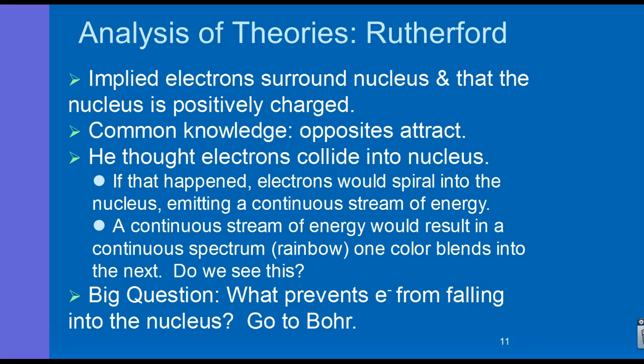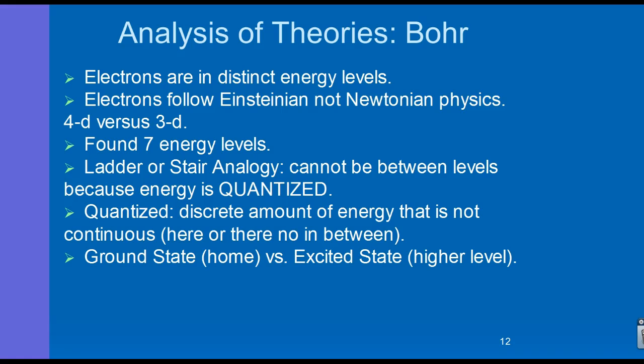Let's just do Rutherford. He implied electrons surround the nucleus and that the nucleus is positively charged. Common knowledge is that opposites attract. He thought electrons collided into the nucleus. Well, if that happened, electrons would spiral into the nucleus, kind of like perhaps something falling to Earth, emitting a continuous stream of energy. And a continuous stream of energy results in a continuous spectrum, which is like the rainbow. One color blends into the next. But we don't see this when we look at the light from an element. You see a light spectrum where you get colored bands separated by dark bands.